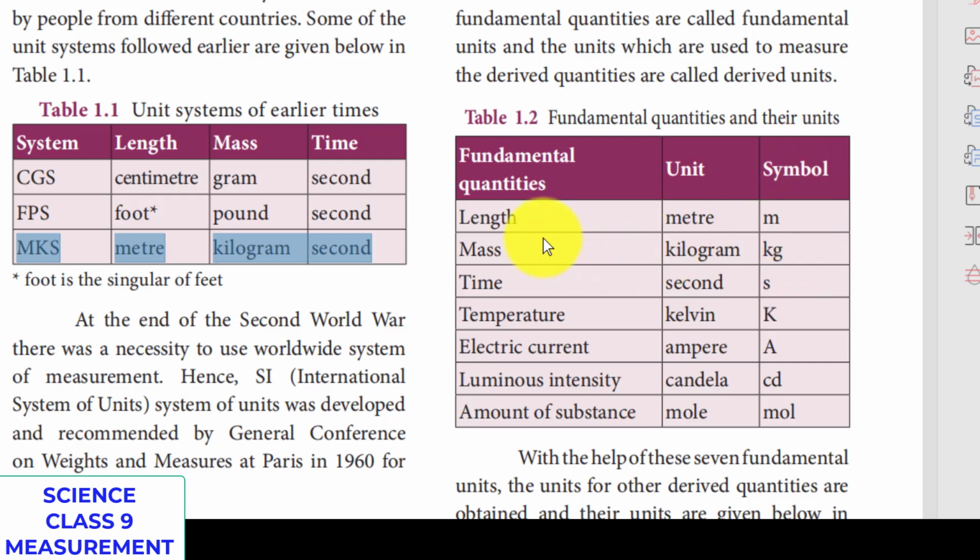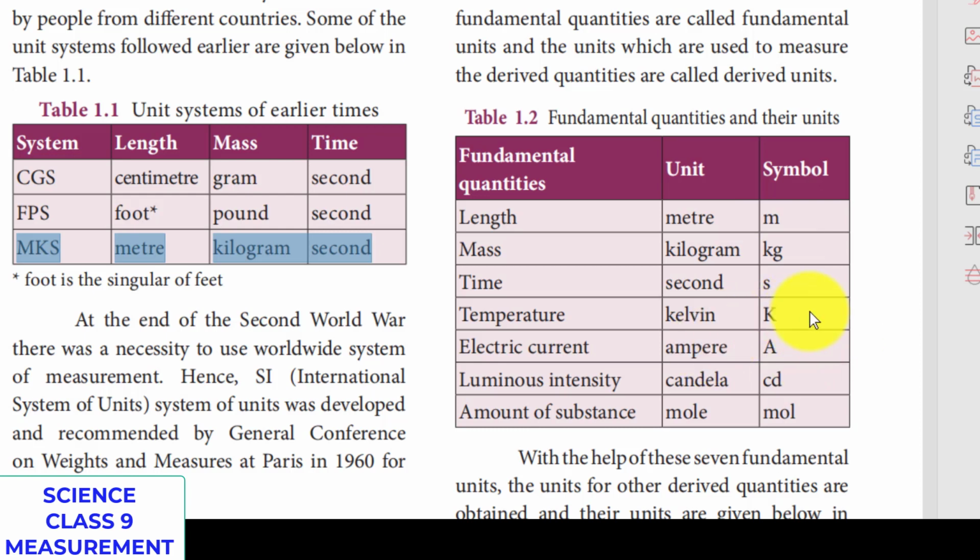m for meter, the length. Mass, it is kilogram. You should use all small letters. Suppose it is the name of a scientist, then you have to use only the first letter as capital. For example, you take temperature. For temperature, we are using Kelvin. It is in small letter in the name, but in the symbol, you have to use only the capital letter K.